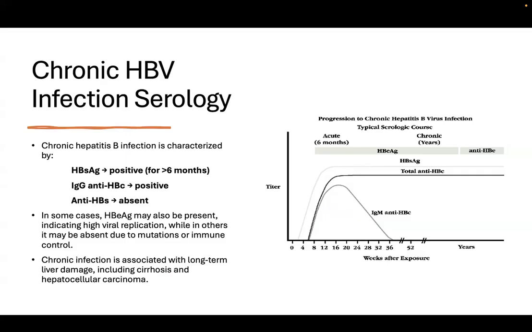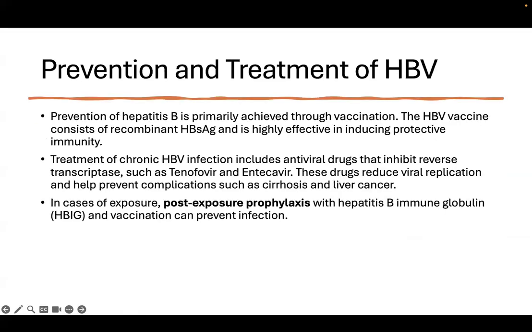It's absent. And of course, this causes chronic infection, which then leads to cirrhosis and cancer. So when it comes to prevention and treatments of the hepatitis B virus, prevention is mostly done through vaccination.